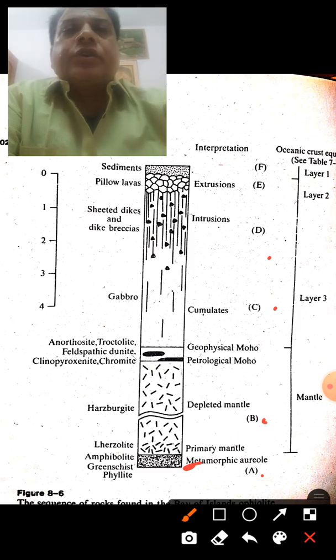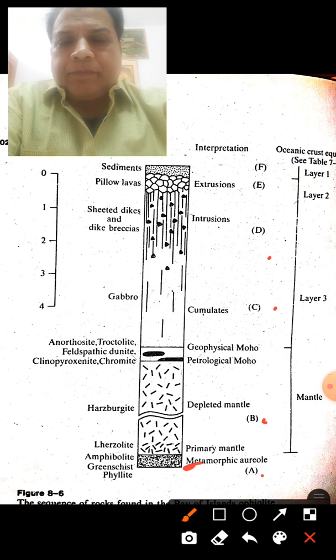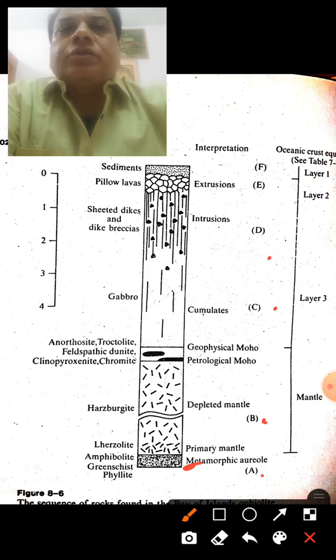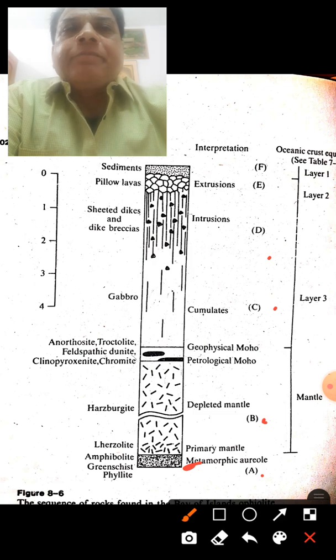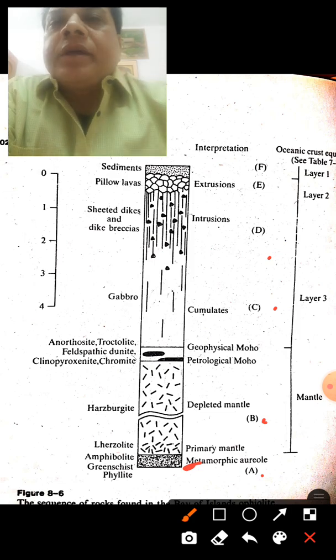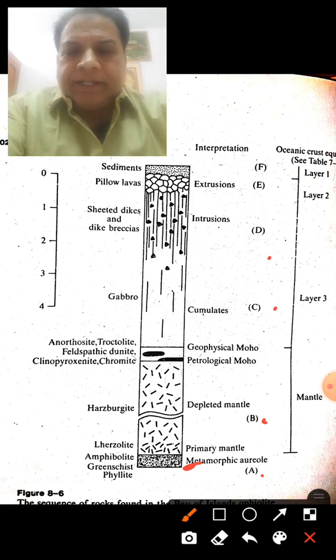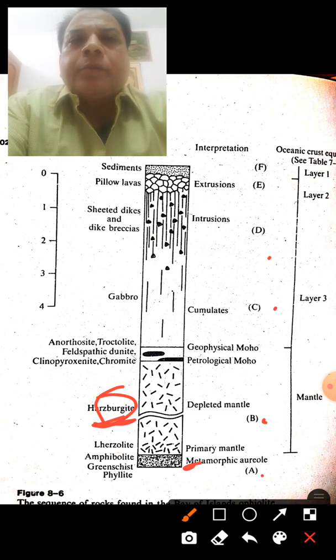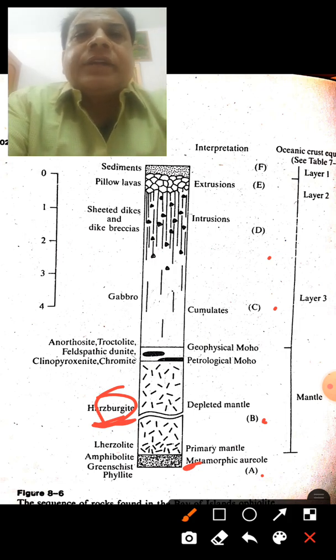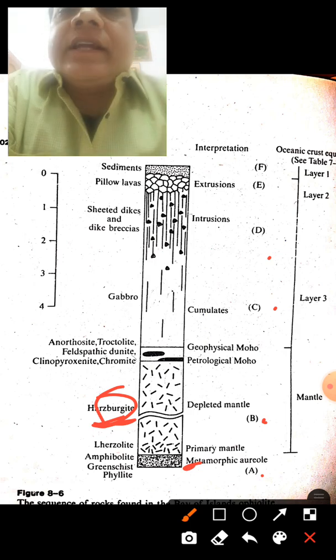Above these metamorphic rocks are found your ultrabasic rocks, thought to consist of both primary and depleted mantle, the refractory residue of the partial melting process. The rocks consist of harzburgite. Harzburgite is 75% olivine and 25% orthorhombic pyroxene, that is OPX, and dunite, mostly olivine, with lherzolite at the base.